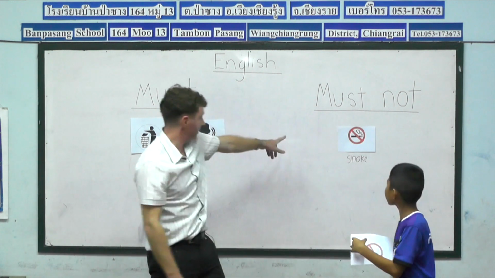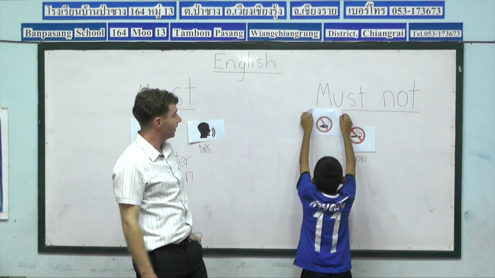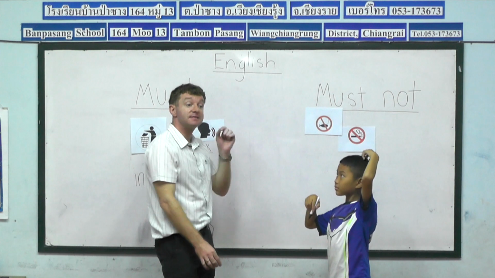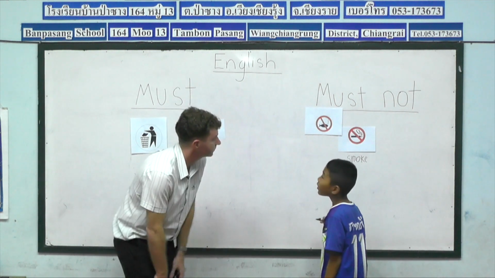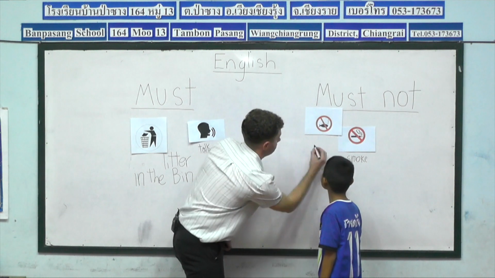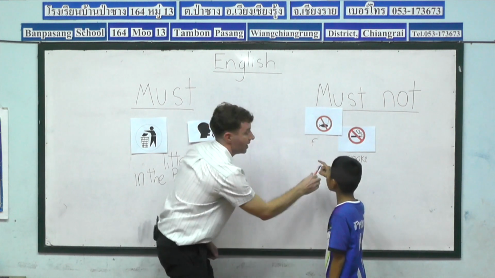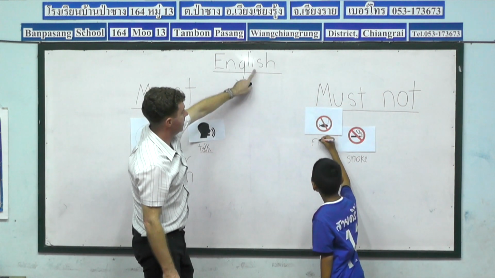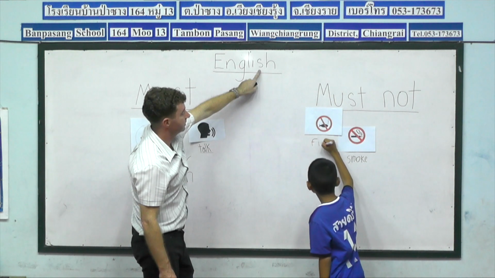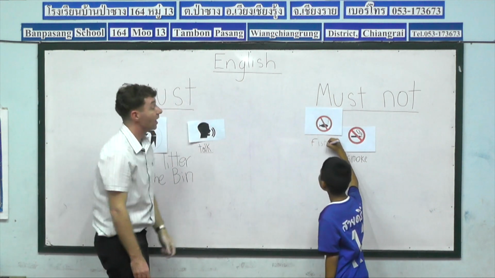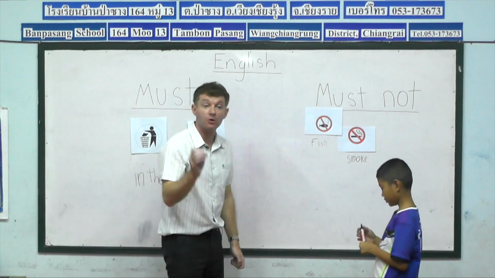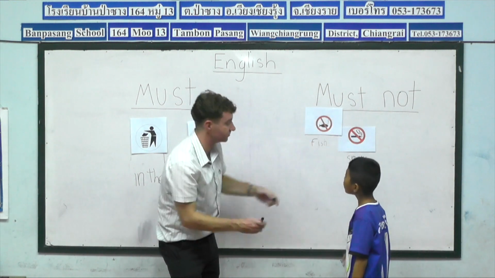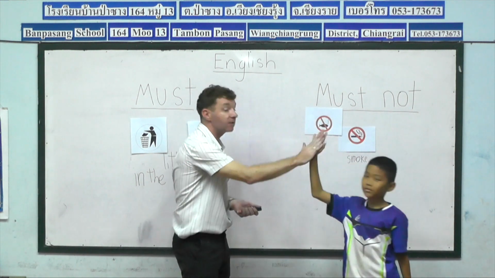Excellent. So Bangpon, can you put your picture here? And then, how do we spell fish, guys? S-H. So we can write F, I, S, H. And all together, must not fish. Bangpon, can you say must not fish? Excellent. High five. Big round of applause for Bangpon.